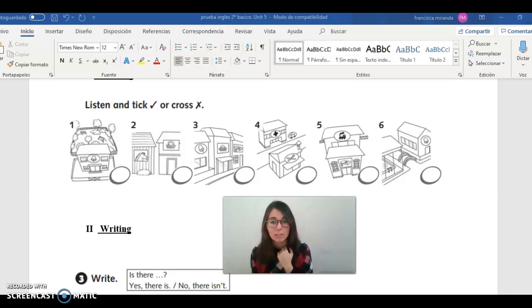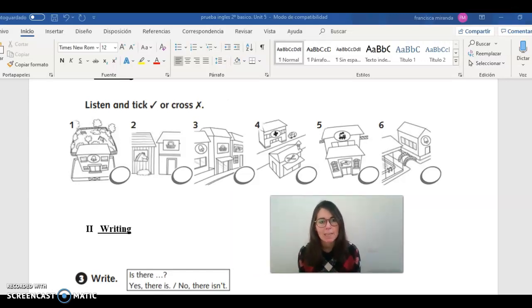Number 4. There is a hospital opposite a restaurant. So if what you see is a hospital opposite a restaurant, you tick it. If that's not correct, you cross. Good.